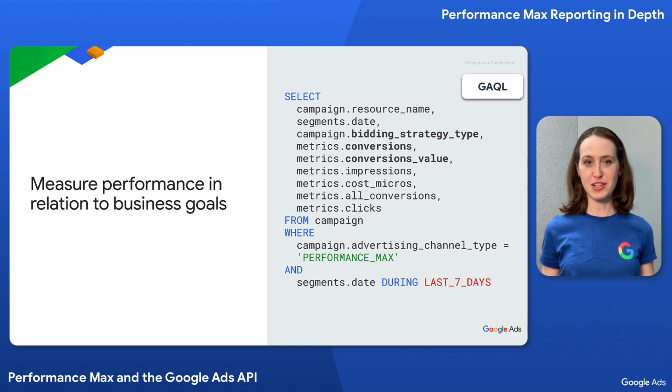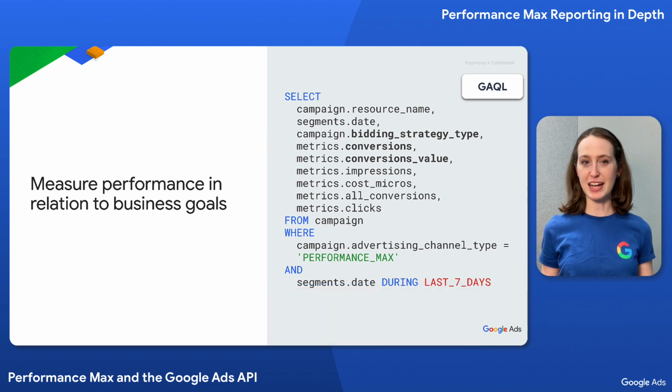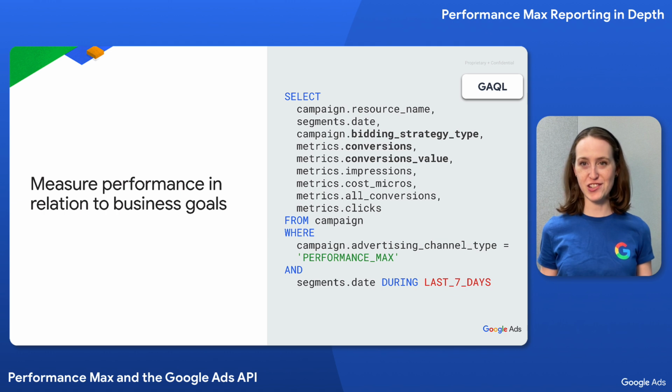The conversions metrics you want to retrieve might depend on which bidding strategy you've decided to use. If you're using maximize conversions because you aren't tracking values and you care about all of your conversions equally, then the more relevant conversion metric is conversions. If instead you're using maximize conversion value and tracking values with your conversions, the more relevant metric is conversions value. Okay, that's Performance Max campaign metrics in general.